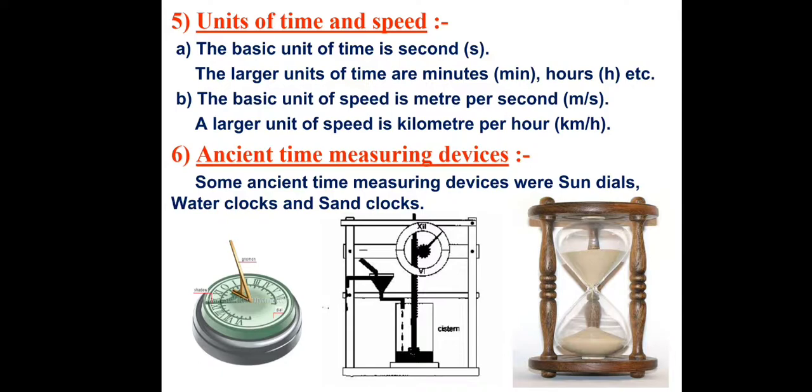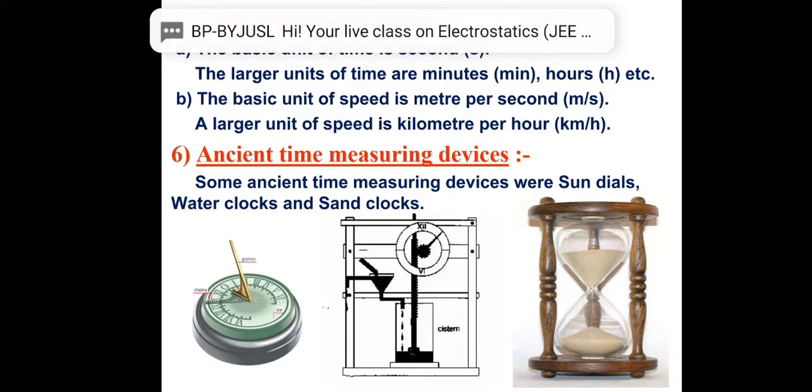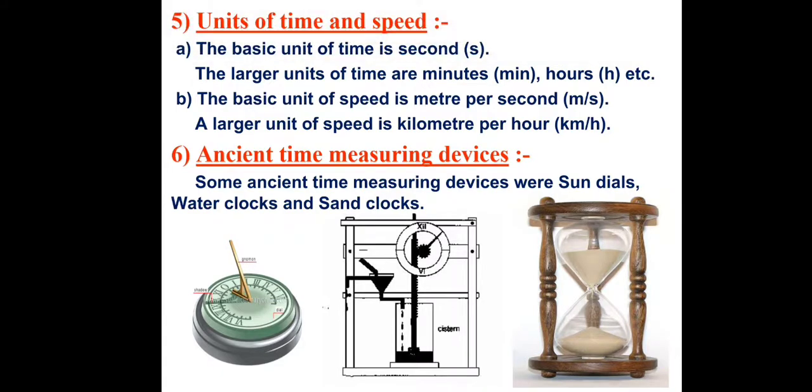Children, very simple, you know, the formula for speed is distance divided by time taken. So distance is measured in meters and time is measured in seconds. But for our convenience, we take a larger unit of speed also, which is commonly used as kilometer per hour.